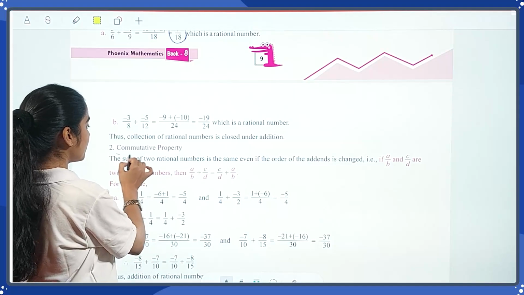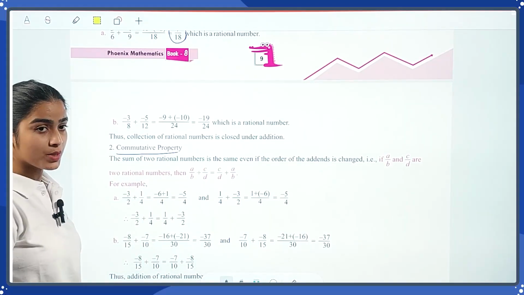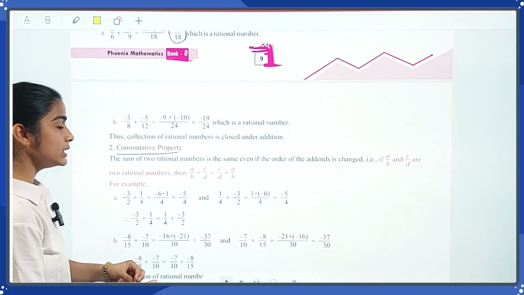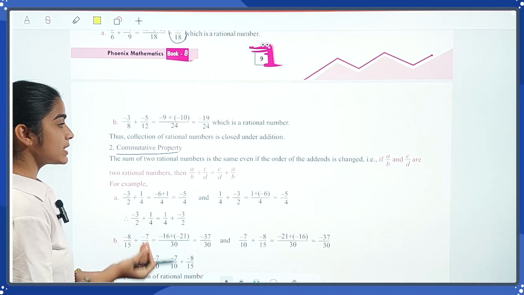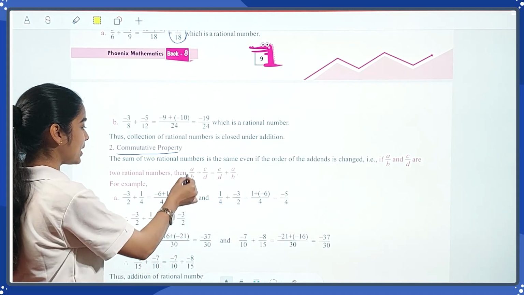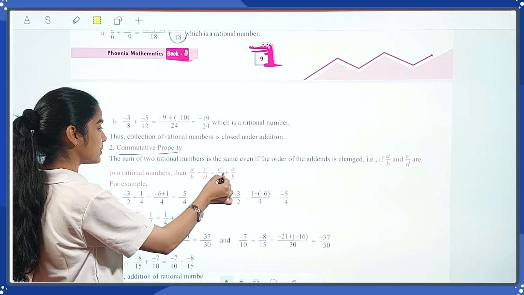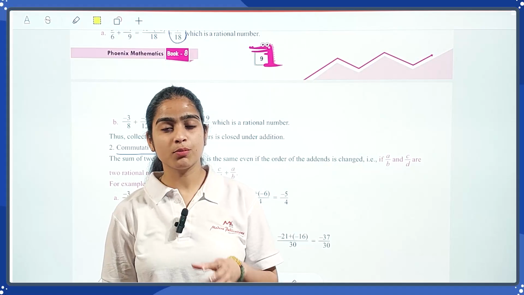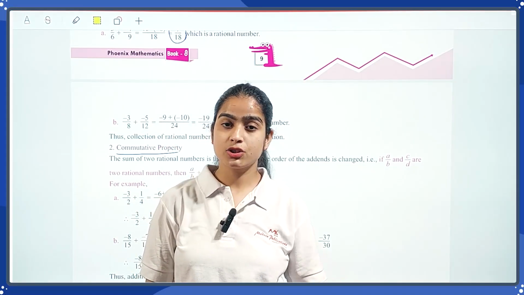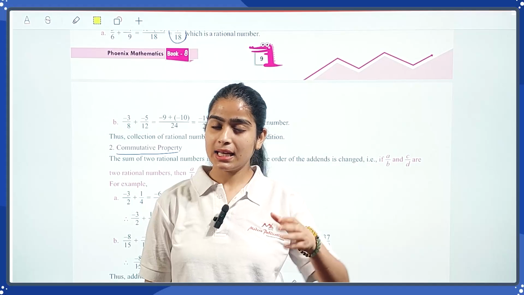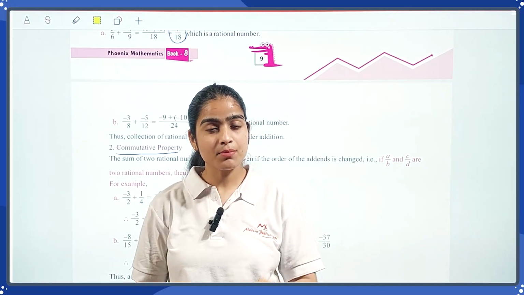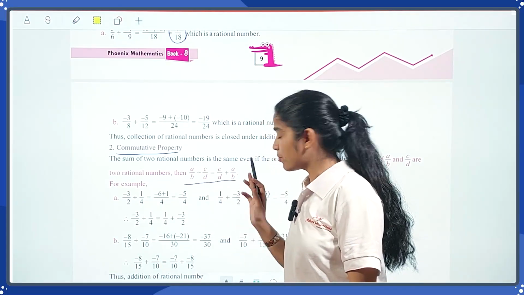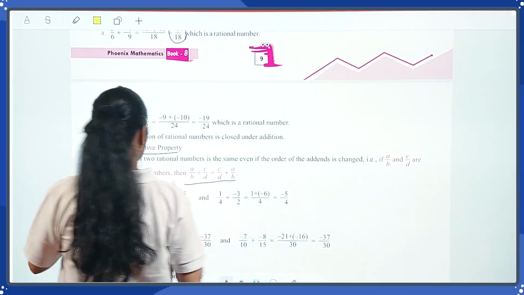Next property is the commutative property, which means the sum of two rational numbers is the same even if the order of the addition is changed. If a by b and c by d are two rational numbers, then a by b plus c by d is equal to c by d plus a by b. It means if you change the order, it will remain the same, and you can apply this formula as an example.